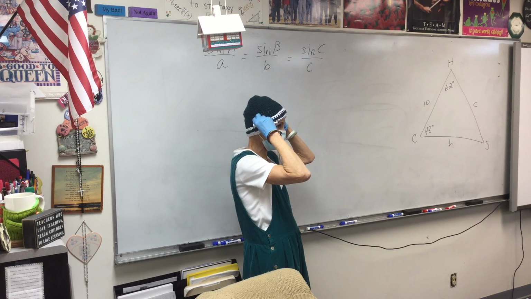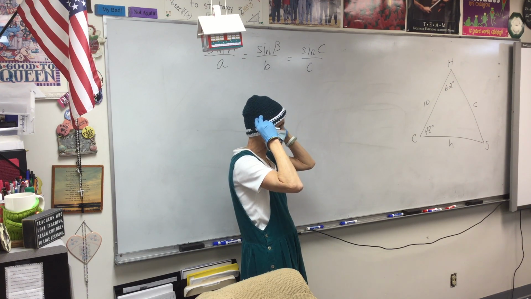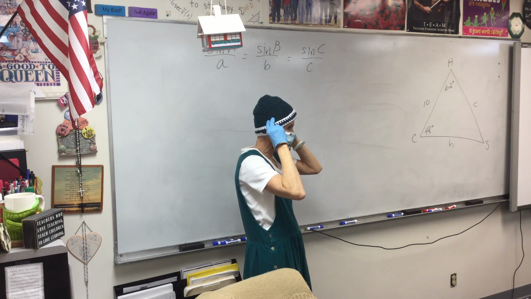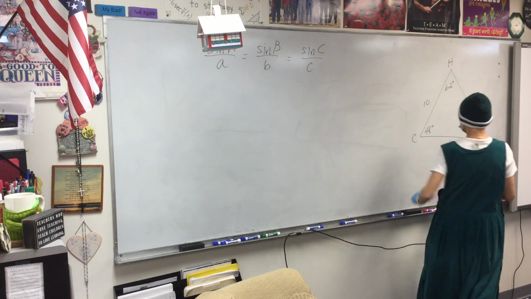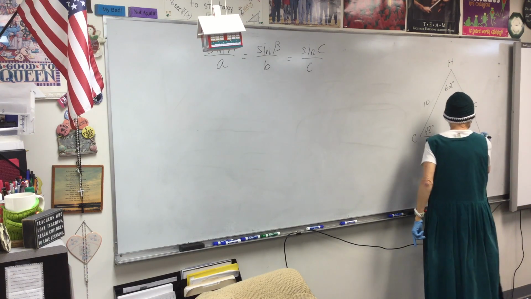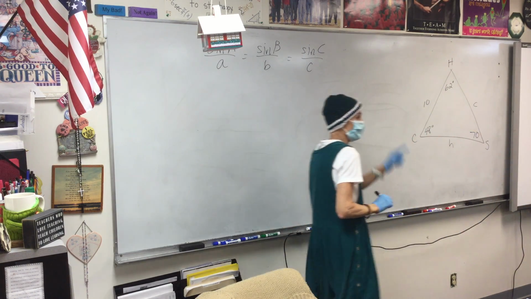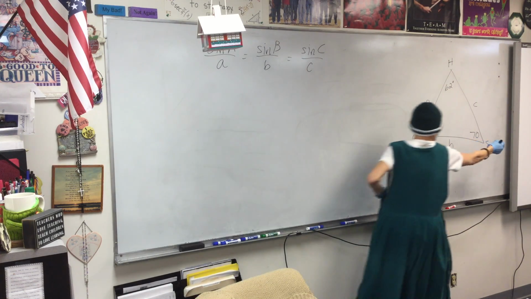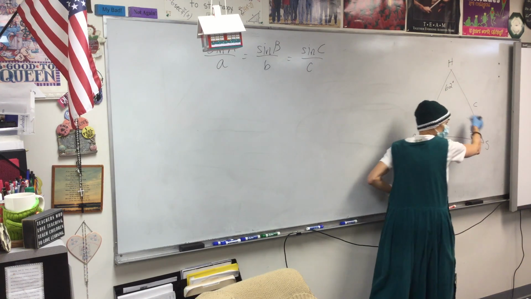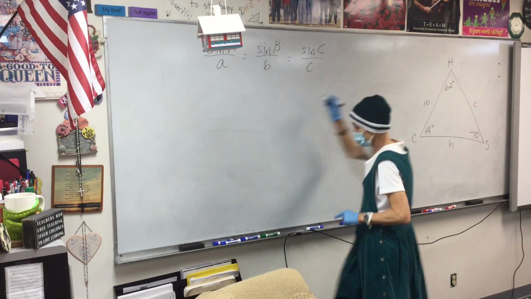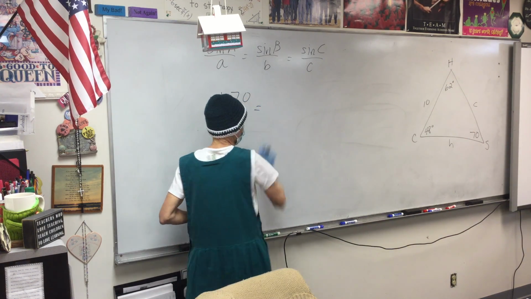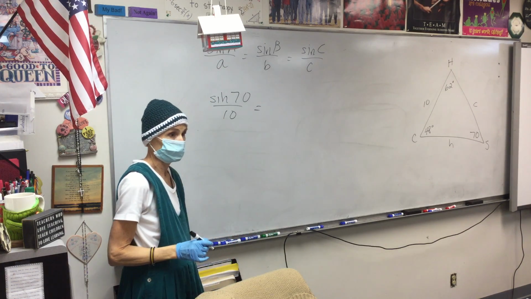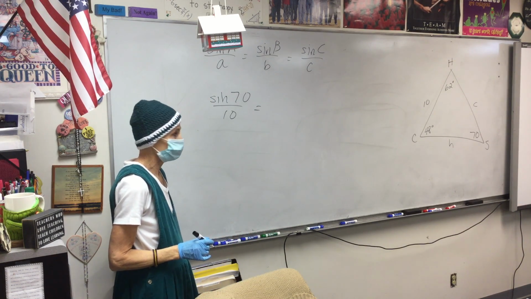This one's a little bit different. How are you starting? What's the first thing you did? First thing you did was find angle S. What did it turn out to be? All right, because you need this fraction, right? This ratio. So you're gonna start with sine 70 over 10. And then you're gonna go from there. You done already?